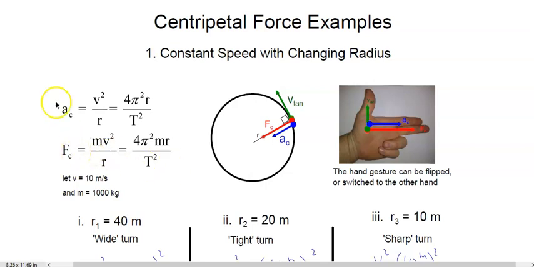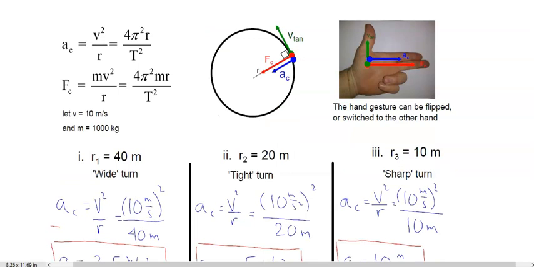Okay, let's get started. As we introduced, we're going to take a look at what happens to the centripetal force and centripetal acceleration as we vary the radius. Let's make the mass of the car 1,000 kilograms and its speed around the circle 10 meters per second. I've chosen a point on the circle to help you understand the direction of the centripetal force vector, the acceleration vector, and the tangential velocity vector.